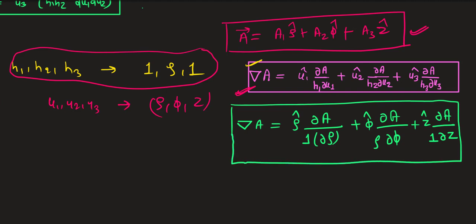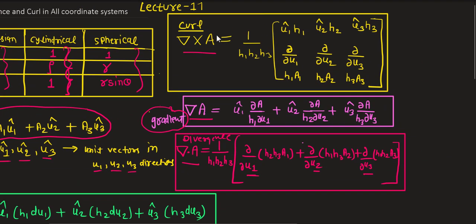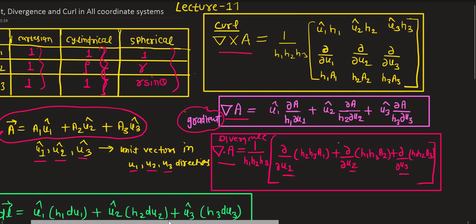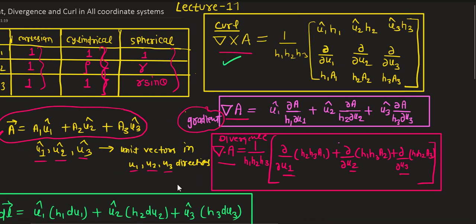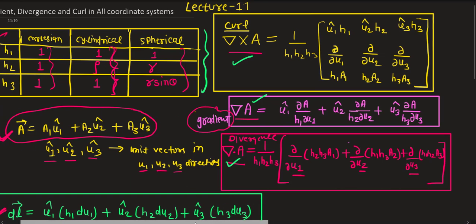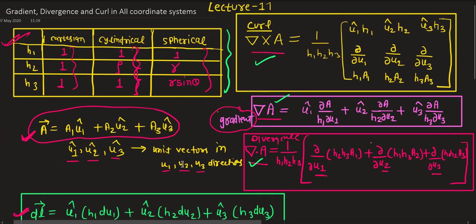In this manner you can convert any formula which I have written down for curl, gradient and divergence. This is our curl, this is our gradient, this is our divergence. You can convert these formulas for any particular coordinate system once you know this table. So you just have to remember this table. You might be able to easily remember these h1, h2, h3 for these coordinate systems, because we discussed them in the case of the line integral and the surface integral.